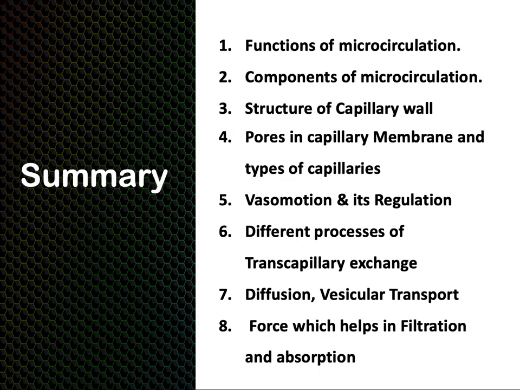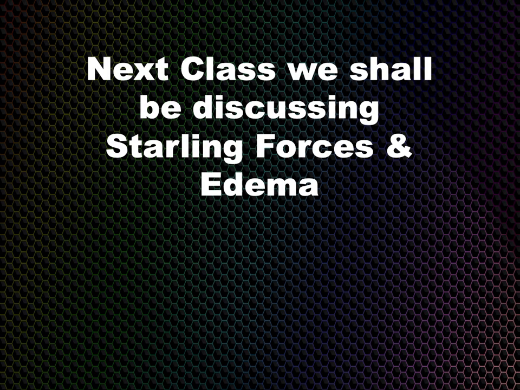We come to the end of this lecture. To summarize, in today's lecture, we have learned the functions of microcirculation, we learned about the components, we learned about the structure of the capillary wall, we learned there were pores, and based on that we have types of capillaries. We understood what is vasomotion and how it is regulated. We understood different processes of transcapillary exchange like diffusion and vesicular transport. Also, we understood the bulk flow, the filtration and absorption, and the force which helps in filtration and absorption. So, children, next class we shall be discussing Starling forces and edema.